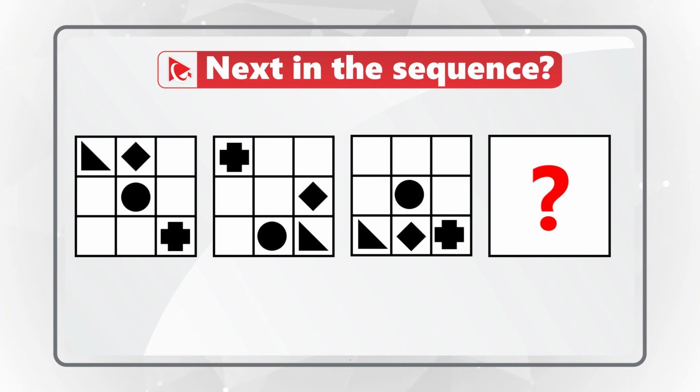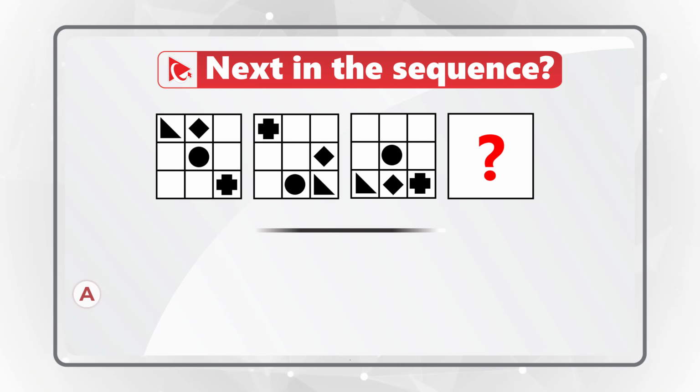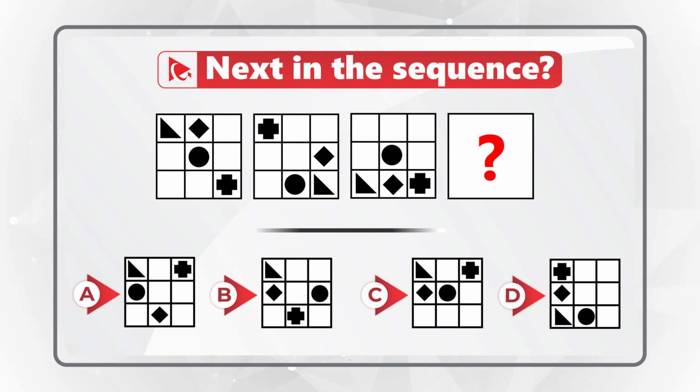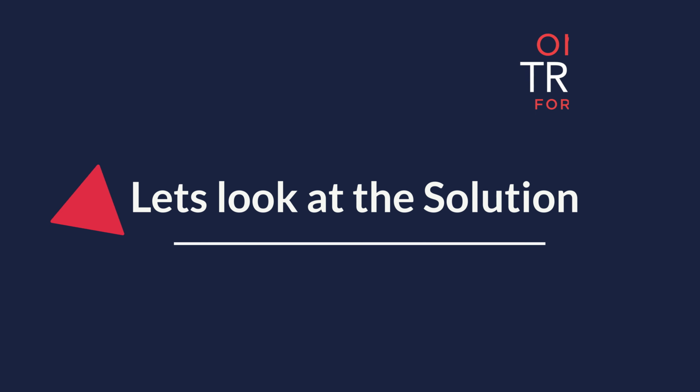And the fourth shape in the sequence is missing. You have 4 different choices to choose from to replace the fourth missing shape. Choices A, B, C, and D. Take a close look to see if you can come up with the answer. Ready or not, I am moving forward and share with you the correct solution.